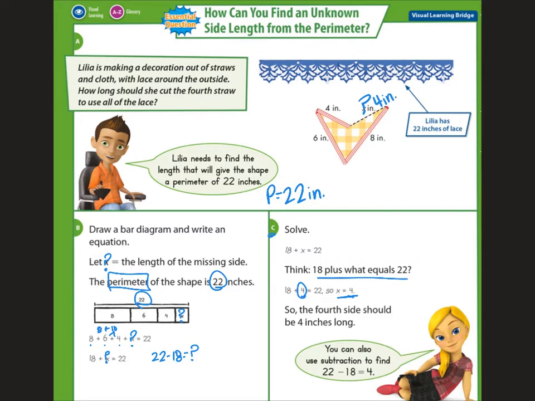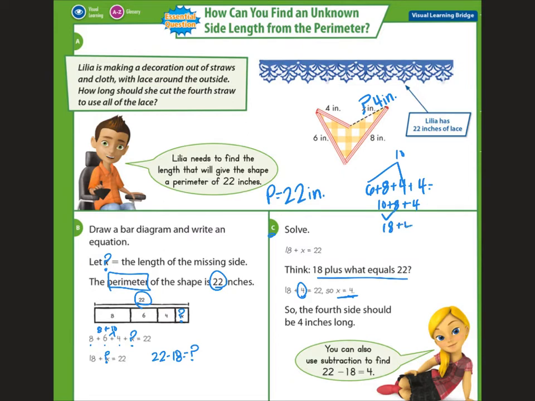Okay, now I can double check to make sure that I got the correct answer. And how do I do that? Well, let's add up all of our sides to see if we get 22 inches. So I have 6, 8, 4, and 4. Okay? So I know that 6 plus 4 gives me 10. 10 plus 8 gives me 18.